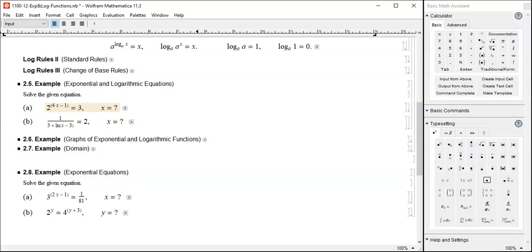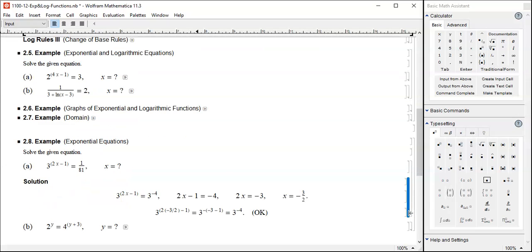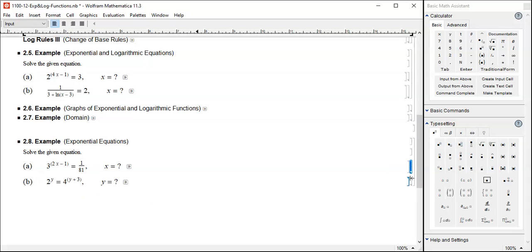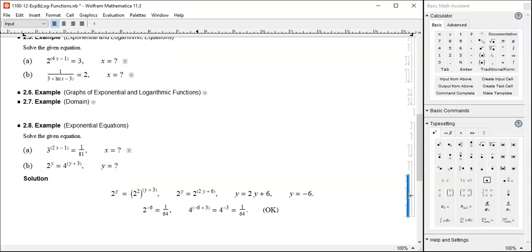Similar, maybe, but actually no, they are fundamentally different. Here, we have the same base. This 81 downstairs here, that's 3 to the 4th power. So overall, we have 3 to the negative 4th power. And then we have the same base. So all you have to do is to compare the exponents. Same thing goes down here. We have 4, which is 2 to the 2nd power. So base is 2 for both. So here you can compare the exponents.